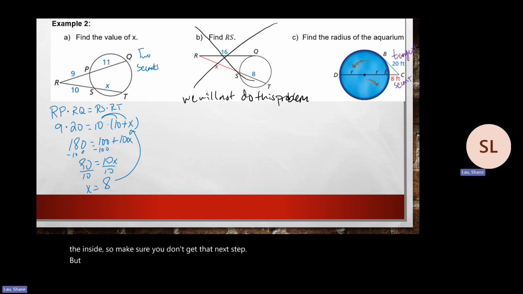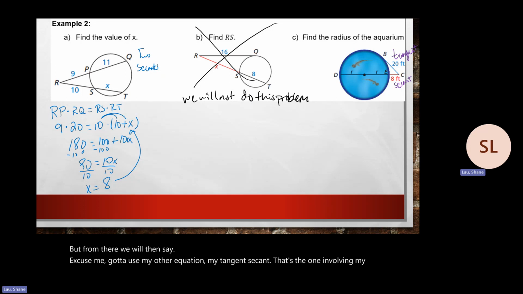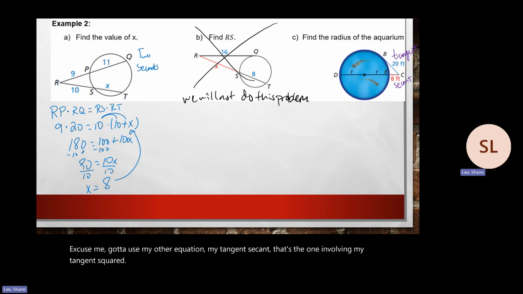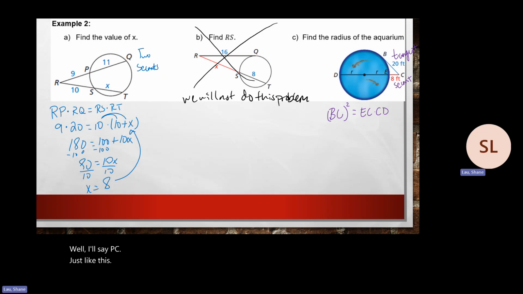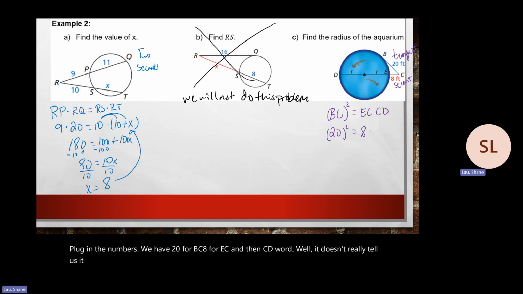But from there, we will then say, well, got to use my other equation, my tangent secant. That's the one involving my tangent squared. Well, I'll say BC, it's got to be squared. And that is equal to EC times CD. Just like this. Plug in the numbers you know. We have 20 for BC, 8 for EC, and then CD, well, it doesn't really tell us. It does tell us that we have an R and an R.